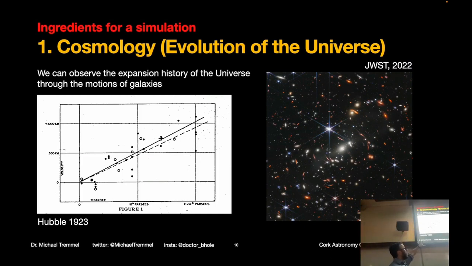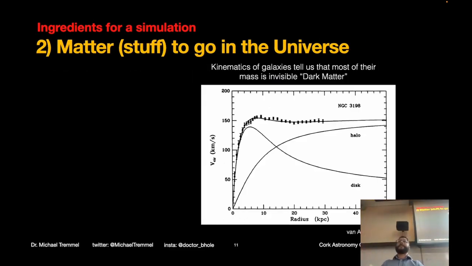Right, but Hubble looked at this in the local universe, looked at the current expansion rate of the universe. But with powerful telescopes, like the space telescopes that I talked about, we can see galaxies across the whole history of the universe, and we can look at how the universe is changing, how the universe is expanding over all that time. So we can see how the universe changes, and we can put that idea into our model. So we have our cosmology, how the universe goes from the Big Bang to today, how it expands over time. But of course, you need stuff to put in your simulation.